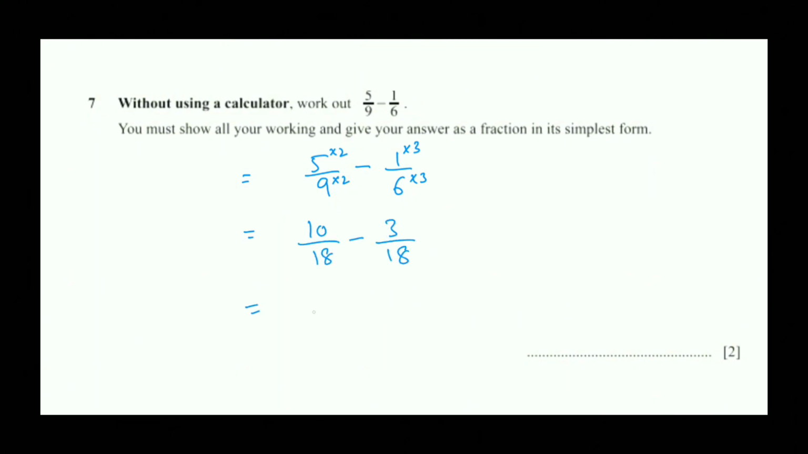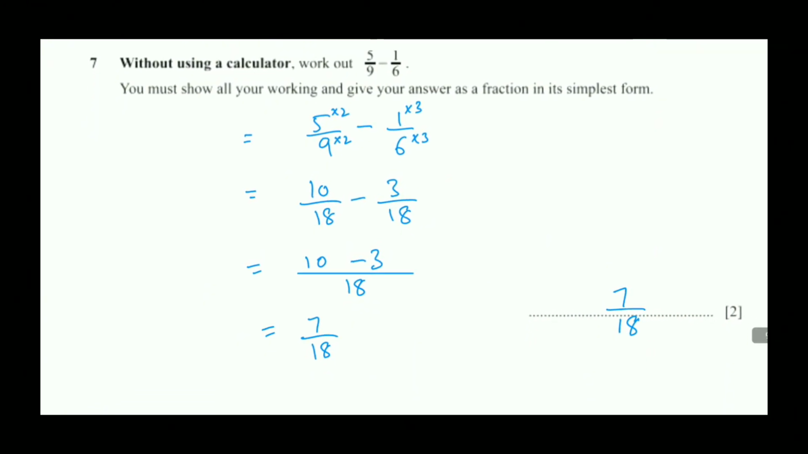Your denominators will become the same. If your denominators are the same, now you can write it as it is, 18. 10 minus 3 will be your next step. 7 by 18. Numerator is smaller than denominator, so we cannot simplify it further. We will write your answer as it is.